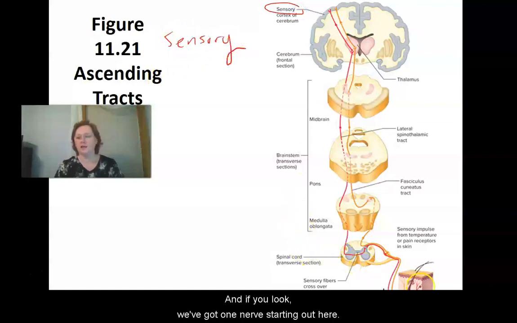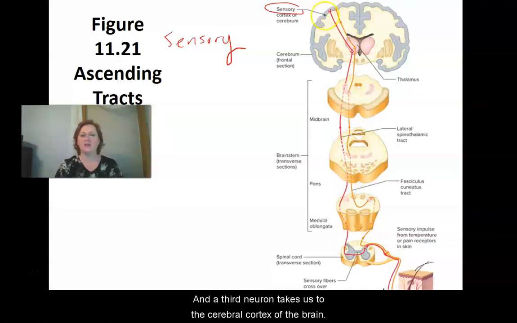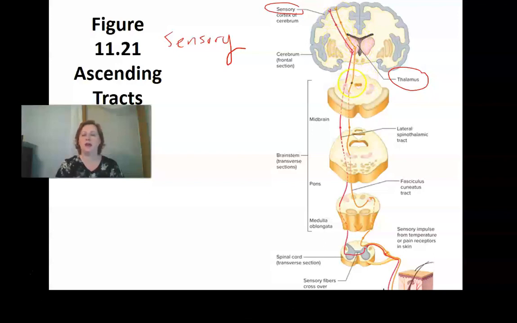And if you look, we've got one neuron starting out here. Another neuron picks up there. And then we have a third neuron, so these are synapses. Then a third neuron takes us to the cerebral cortex of the brain. Now remember we said that the thalamus is the relay station, right? It's my operator. So all those pathways or tracts come into my thalamus, and then it determines where it needs to go. And in this case, I'm going to a particular region of my cerebral cortex.